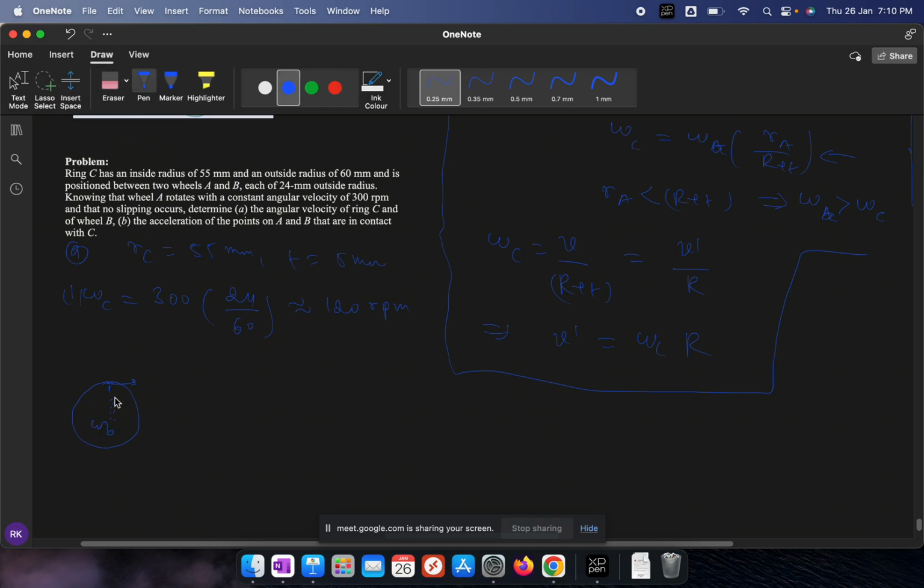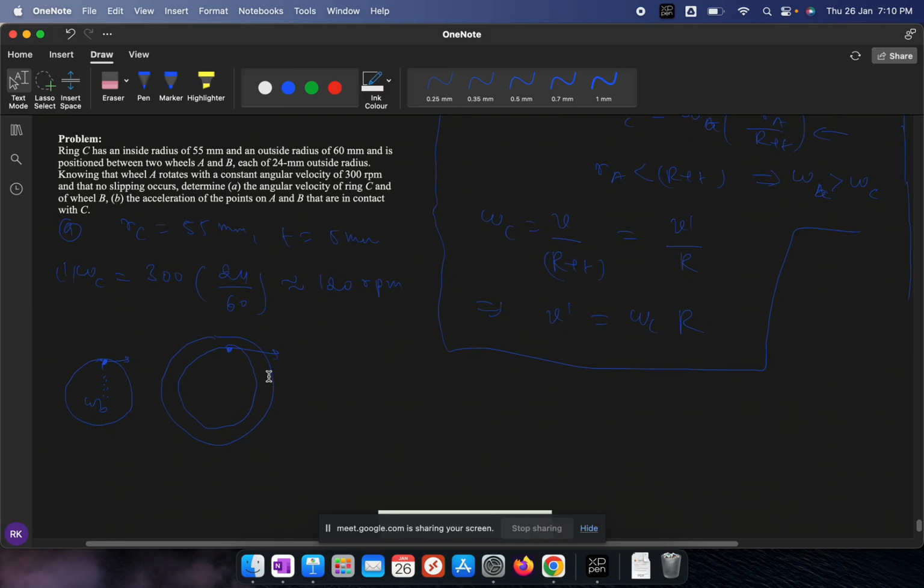we need omega B. Whatever will be the velocity of this point, that velocity will be exactly the same as the velocity of this underneath point. And from that we already know this omega, and that omega is 120. Now find V from here. 275. Yeah, 275. Now we have to find this V. This V is what? Omega C, means 120 into what? 55 mm per second.